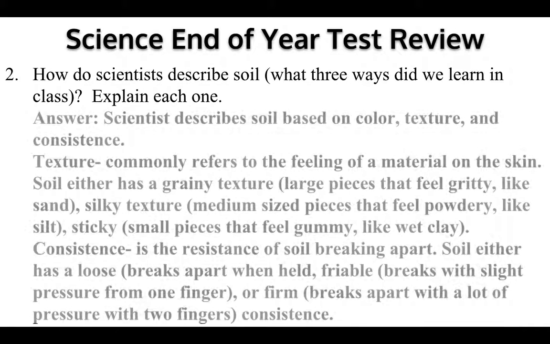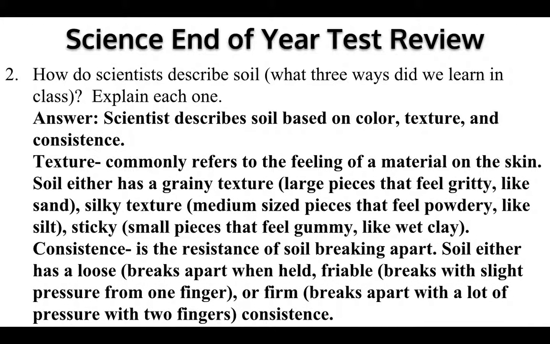How do scientists describe soil? They describe soil based on color, texture, and consistency, okay? So when they look at soil, they describe it based on those three things. They look at the color, they look at the texture, and they look at the consistency. Now I'm going to not define color for you. Hopefully you know what that is. But let's look at texture.